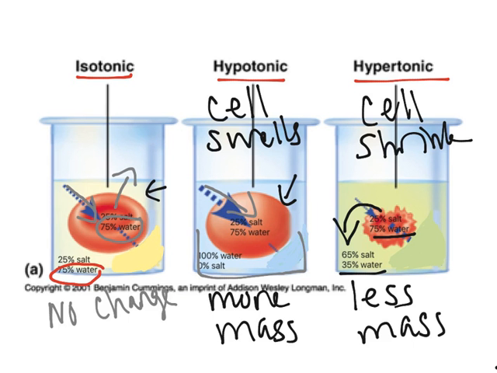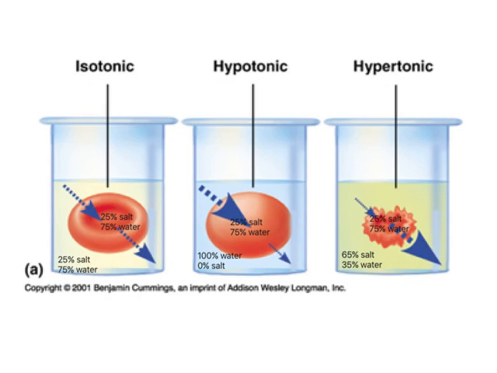In summary, there are isotonic, hypotonic, and hypertonic solutions. In isotonic, there is no change. In hypotonic, the cell will swell and eventually burst, meaning the cell becomes more massive. And in hypertonic, the water moves outside of the cell, therefore the cell will shrink and become less massive.